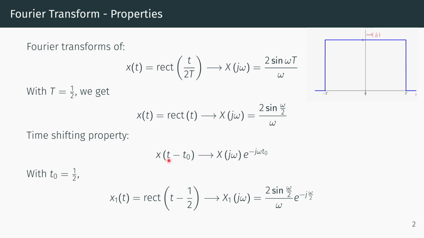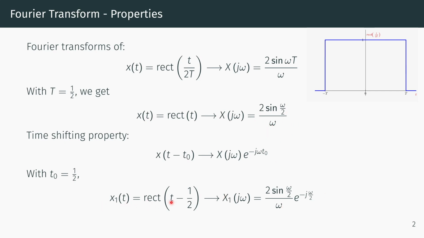Now if you replace t with t minus half, what do we get? We get a time shifted version of the rectangular signal, and hence we can use the time shifting property to get this result. So what is this result? This is X of j omega multiplied with e power minus j omega t naught. So what is t naught for us? It is half. And what is X of j omega? This whole term, 2 sine omega by 2 by omega.